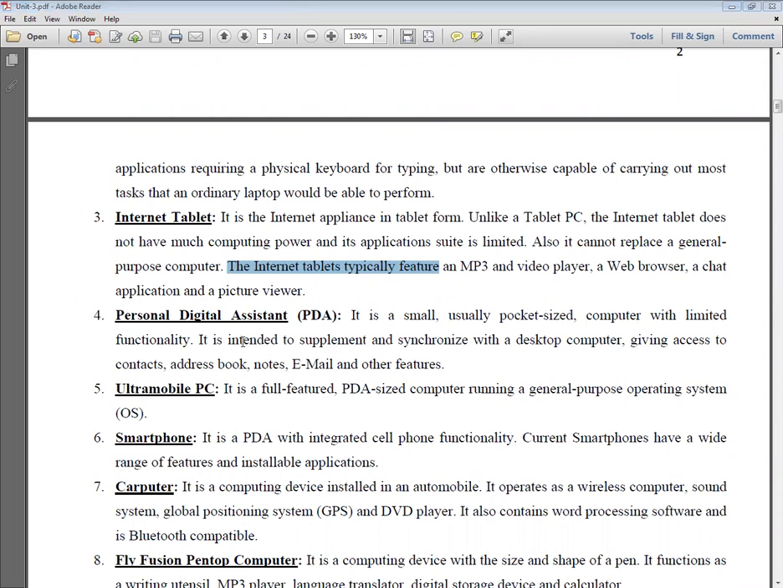That is nothing but ultra mobile PC. And the sixth one is smartphones. See, I no need to specially mention what is the smartphone and what is the usage and what are all the features available.